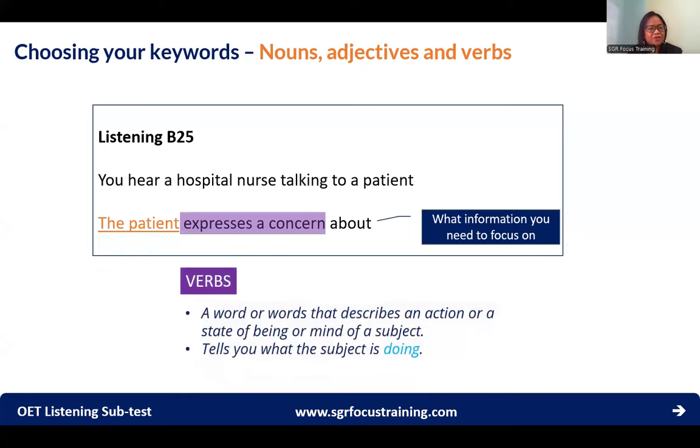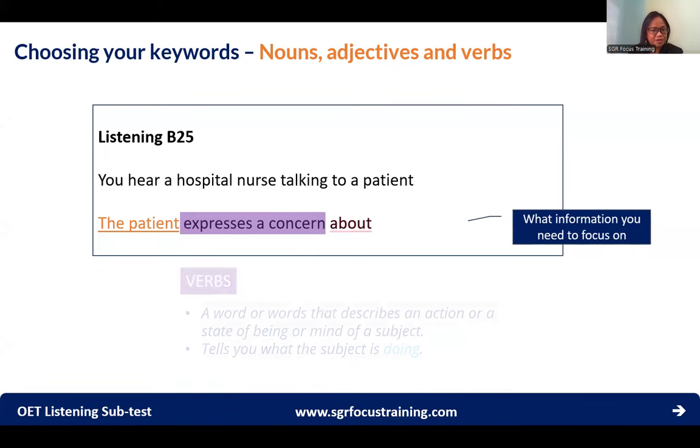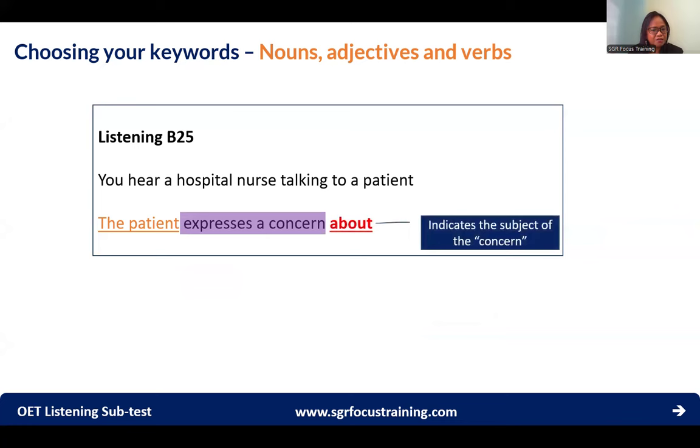What is it about the patient that we need to know? In this instance, we see a verb, expresses. What is he expressing? Expressing means telling or informing. He is expressing a concern. So, a verb is a word that tells us what that person is doing. So, he is expressing a concern.